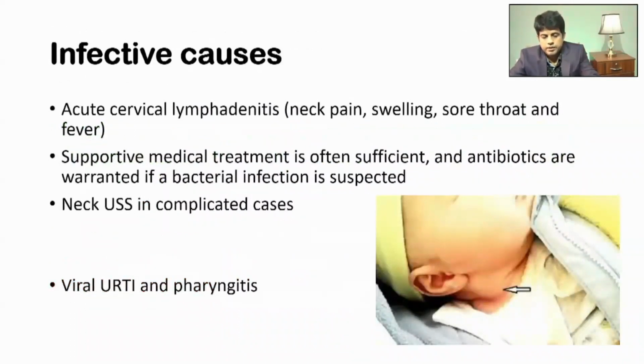Infective causes are the next most common cause of acquired torticollis, and I'm sure all of you have seen children presenting with cervical lymphadenitis. They present with acute onset neck pain, neck swelling, sore throat and fever. And most of these children can be managed with supportive treatment. However, if you suspect a bacterial infection, antibiotics are warranted.